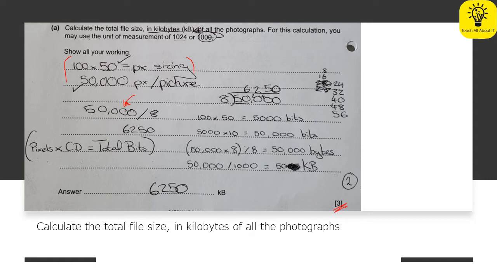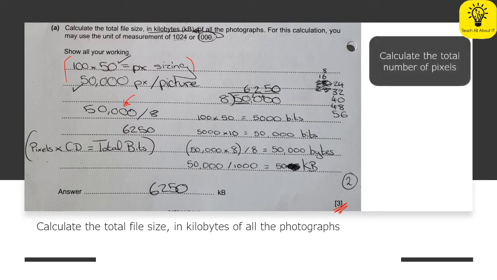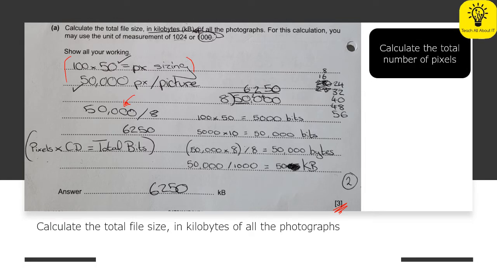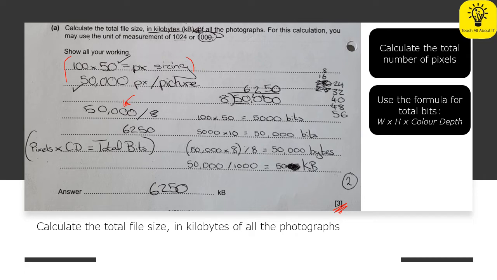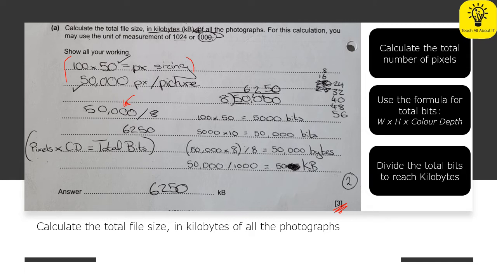Notice on this one it's a 3-mark answer, so it's not just your final answer that's going to count. Your working is important. We're looking for the ability to calculate the total number of pixels based upon a given image. We're then asking you to use the formula: the total bits is the width in pixels times the height in pixels times the colour depth. Remember that the colour depth is the number of bits that you require to store each pixel. So it's not the number of colours, it's the number of bits required to store the colours. Finally, we're looking for you to divide the total bits in order to reach kilobytes, so kilobytes is going to require some division. You can see my answer here, but I'm going to work you through this one step by step.